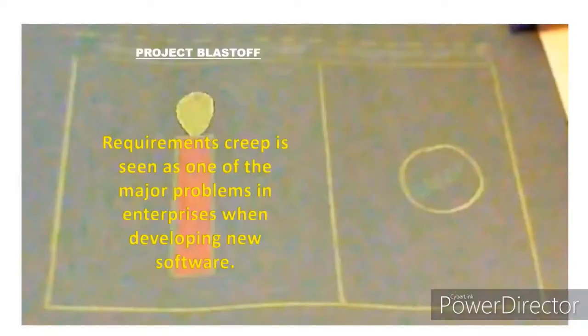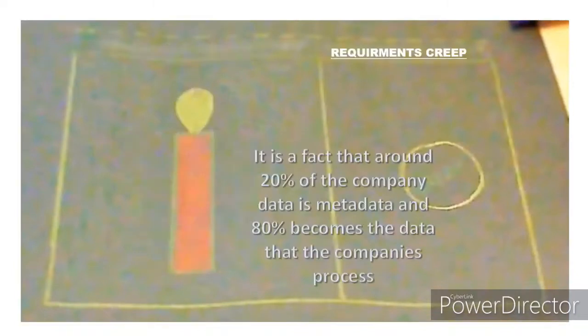Requirements creep is seen as one of the major problems in enterprises when developing new software. And that is exactly why we need proper documentation. It is a fact that around 20% of the company data is metadata and 80% becomes the data that the company processes. This is the 80-20 rule. No company can fully use 100% of the data it processes.